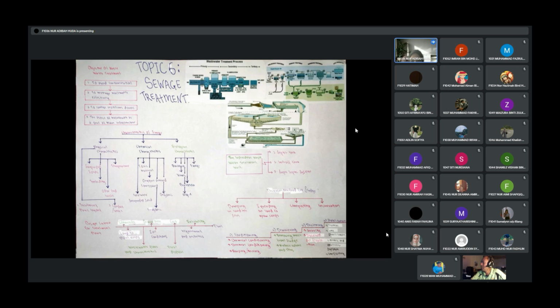Disposal methods for sludge: dumping in landfill, spreading on land for crop, and incineration. Sludge treatment includes conditioning, dewatering, thickening, and digestion.